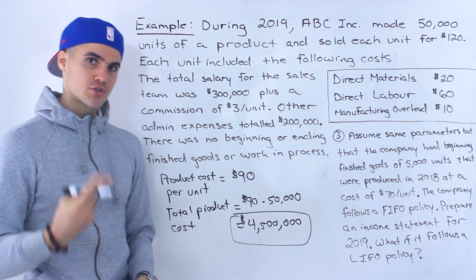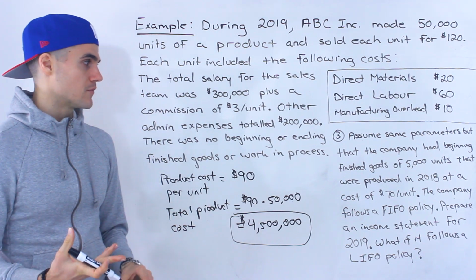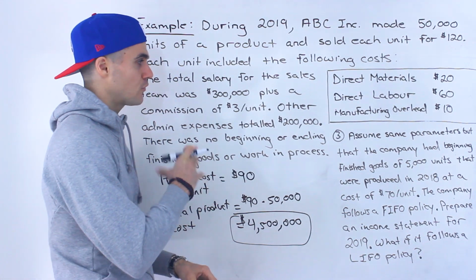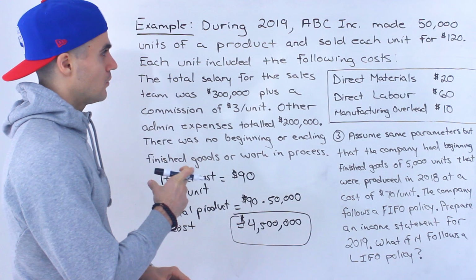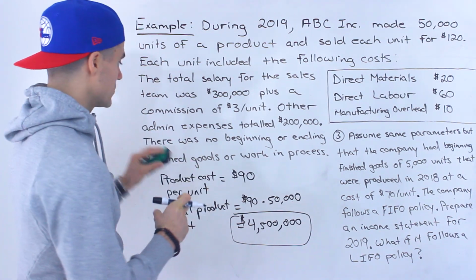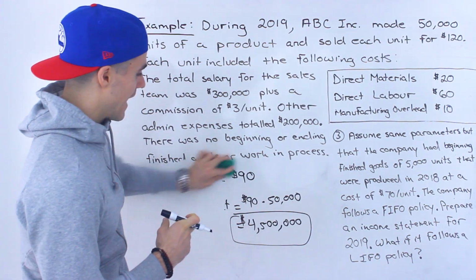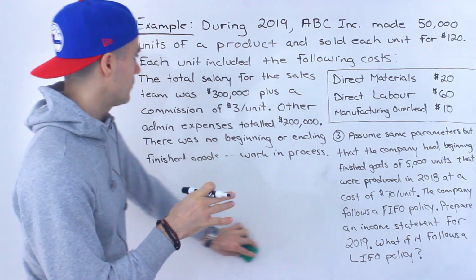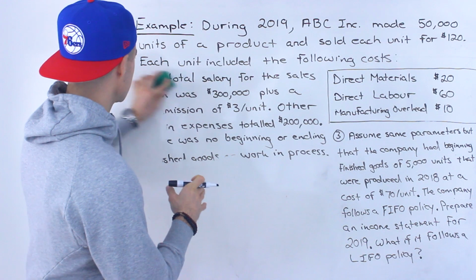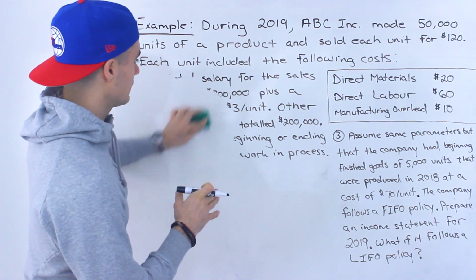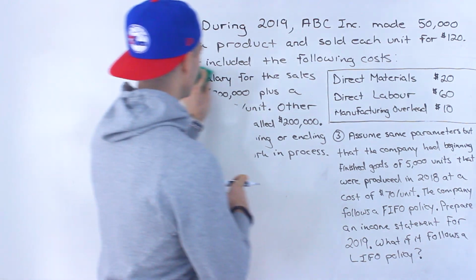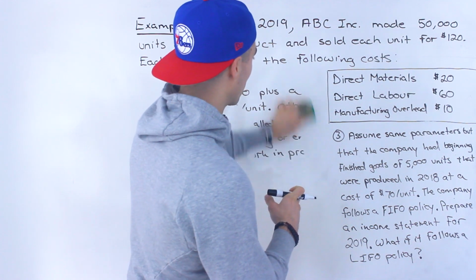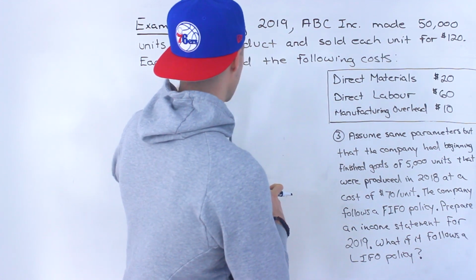Now what we have to do in number 2 is prepare an income statement for 2019. Actually, before preparing the income statement, I want to go into a little bit more detail with that manufacturing flow chart. You don't necessarily have to, but because this is still one of the beginning examples, I want to go into a little more detail before we prepare the income statement.